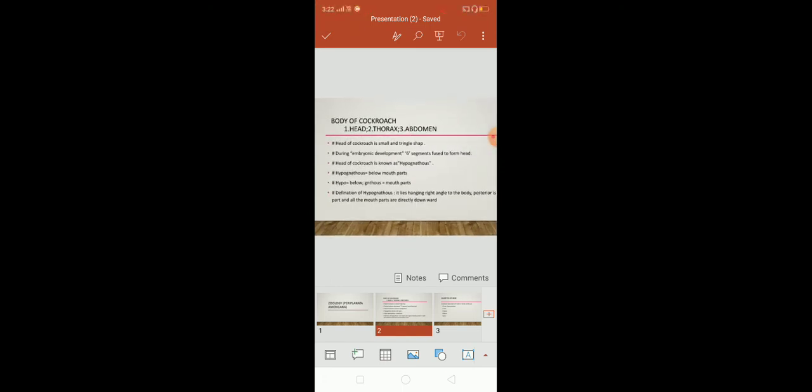Okay, so as you all know, our subject is zoology, and today we are going to know about Periplaneta americana, which is also known as the cockroach. The body of the cockroach is divided into three segments called head, thorax, and abdomen. So first, today we are going to know about the head. The head of the cockroach is a small triangle shape. During embryonic development, six segments fuse to form the head.